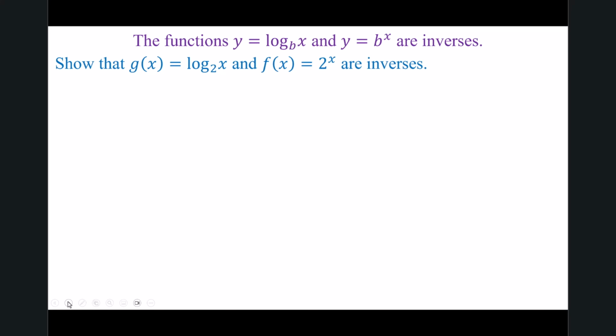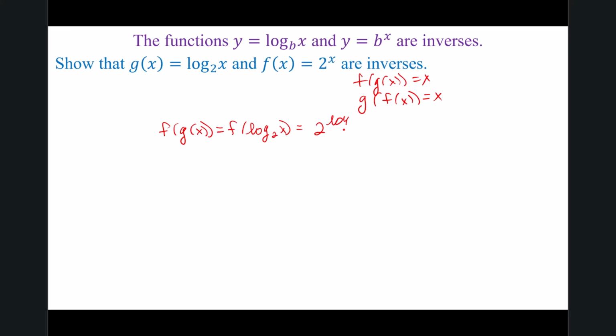are inverses. Remember that an inverse means that f of g of x equals x and g of f of x equals x. If those two things are true, then f and g are inverses. So f of g of x is f of log base 2 of x, which is 2 to the log base 2 of x. Now log base 2 of x means the power of 2 that gives us x. So we have 2 to the power of 2 that gives us x, which would be x.